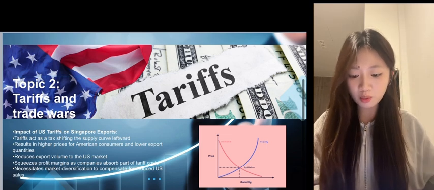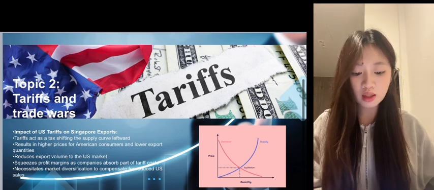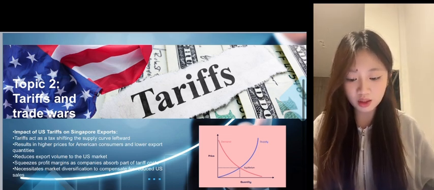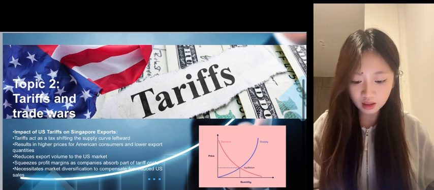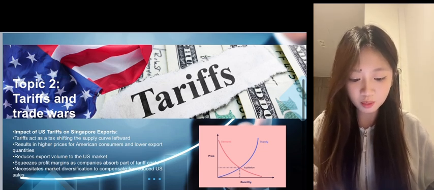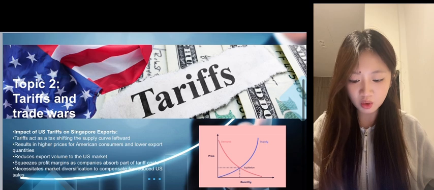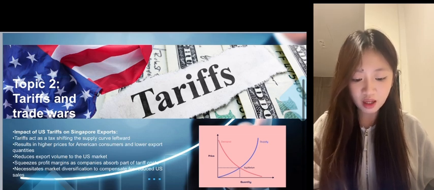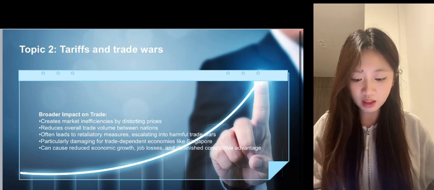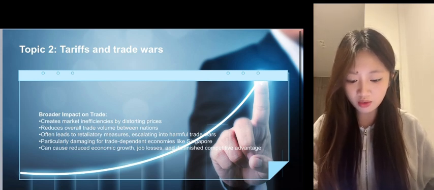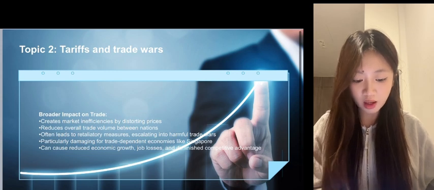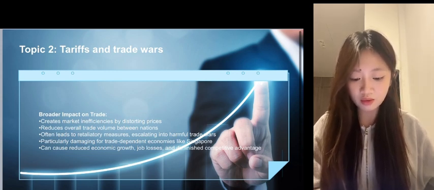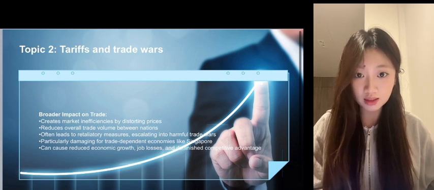First, our export volume to the US market would decrease as the higher price reduces demand for our products. Second, our profit margins would be squeezed as we might need to absorb part of the tariff cost to remain competitive. Third, we will likely need to consider compensating for reduced US sales by exploring opportunities in markets with more favorable trade conditions.